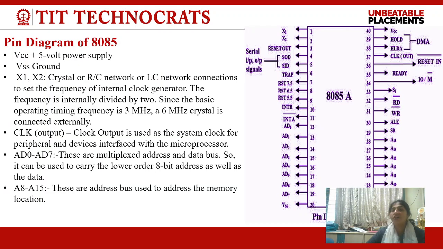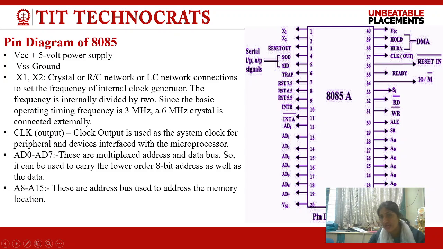Now, this is a pin diagram of 8085. It is a 40-pin IC. All 40 pins have different functions associated with them. It has a supply pin over here, which is 5 volt. This is the crystal or RLC oscillator to generate the frequency. Then there is a ground at the 20th pin.